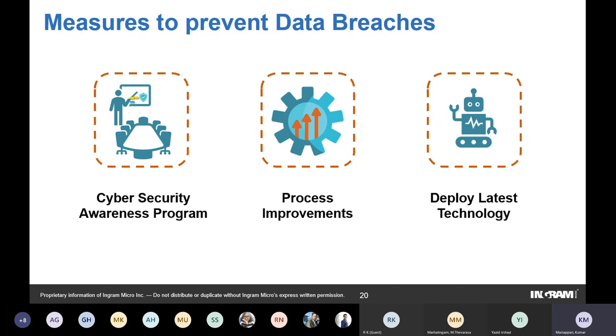Next thing is process improvements. As I said earlier, you can improve upon the processes that are used in an organization. When we talk about process improvements, it can be a change to the password policy in an organization. You can say, okay, all your critical applications should have multi-factor authentication. And you should also implement risk-based authentication.